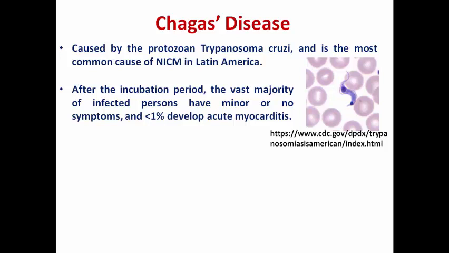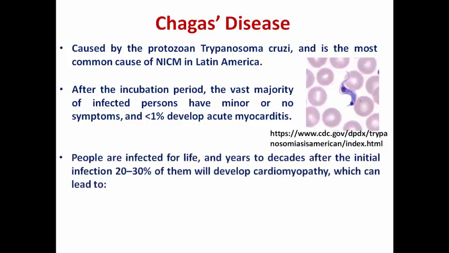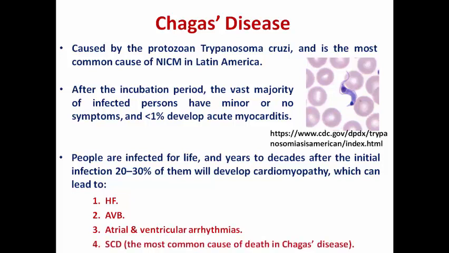After an incubation period, the majority of infected persons have minor or no symptoms at all, and just less than 1% develop acute myocarditis. But people are infected for life, and years to decades after the initial infection, 20 to 30% will develop cardiomyopathy, which can result in heart failure, AV block, atrial and ventricular arrhythmias. And unfortunately, sudden cardiac death is the most common cause of death in Chagas disease.